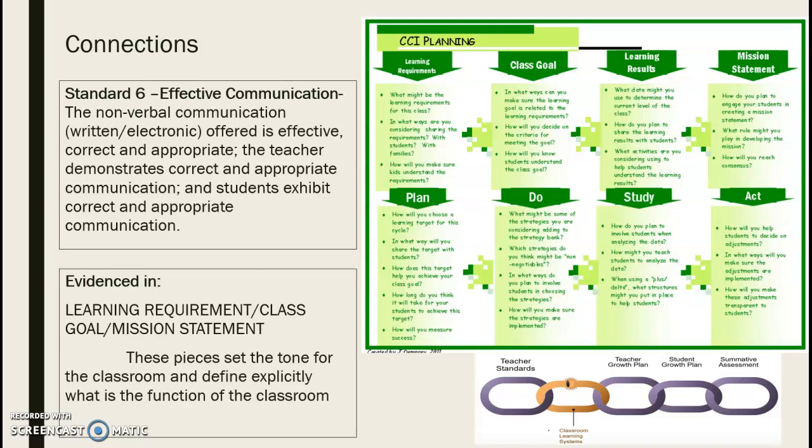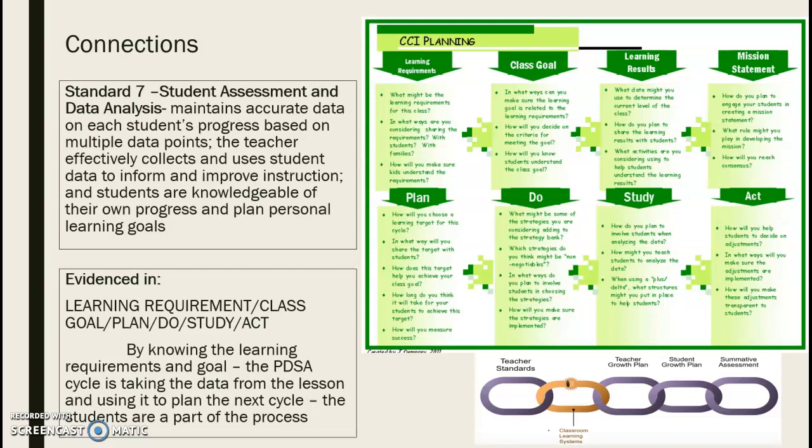This can be evidenced in classroom learning systems through the learning requirement, so it's very visible what we're expecting kids to know and be able to do, our class goal, and our mission statement. Again, these explicitly state what we're doing in the classroom, what our purposes are, and what our goals are.